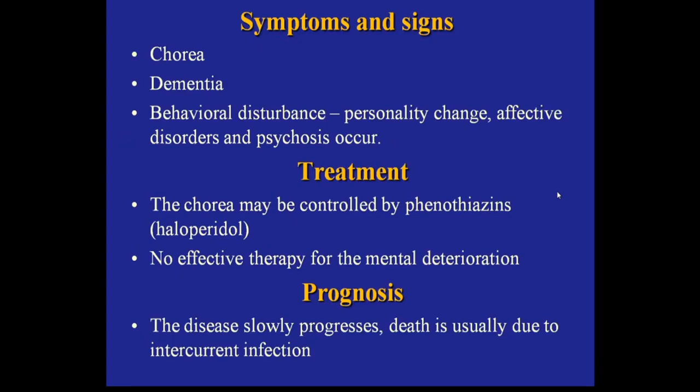Symptoms are complex: chorea plus dementia, maybe plus behavioral disturbance; personality change, affective disorders, and psychosis occur. Treatment: we don't have effective treatment. This is a hereditary disease. Chorea may be controlled by phenothiazines, haloperidol sometimes. No effective therapy for the mental deterioration.